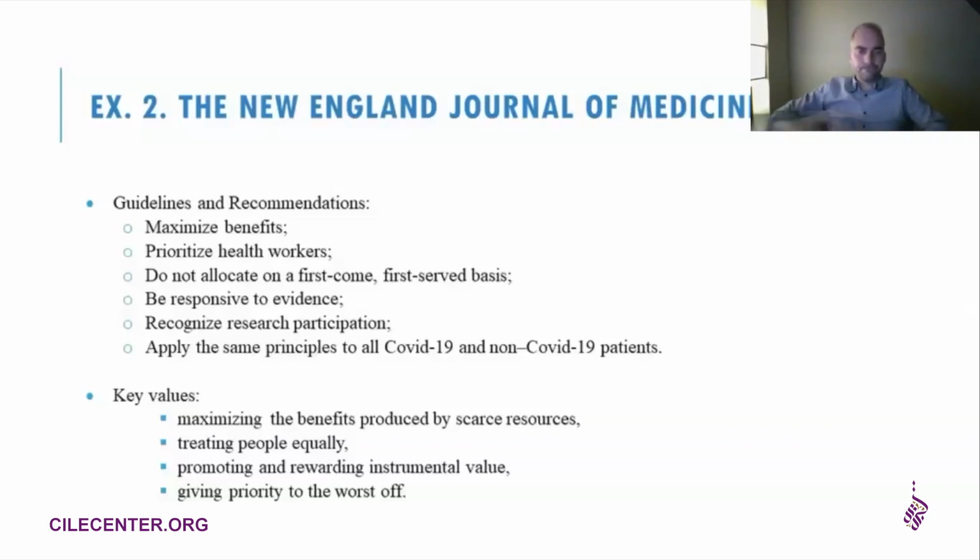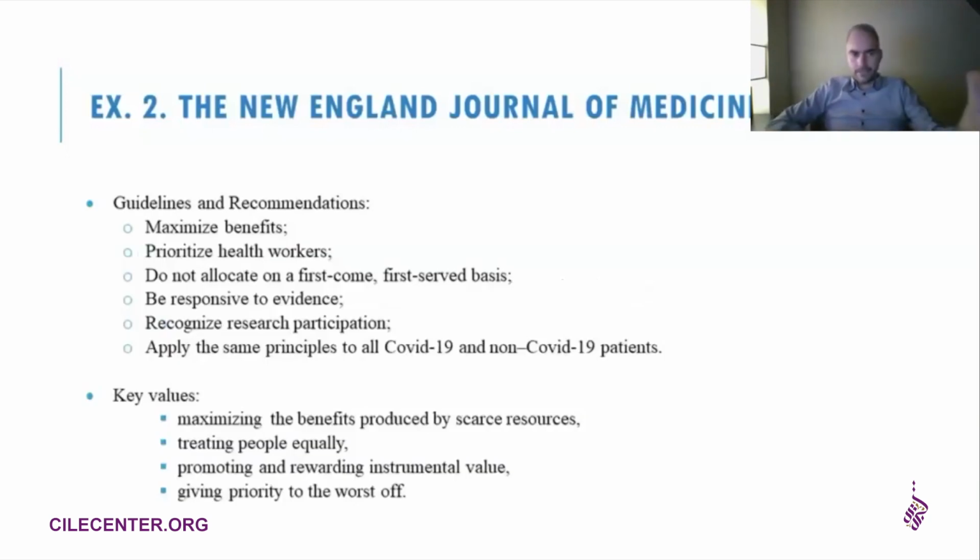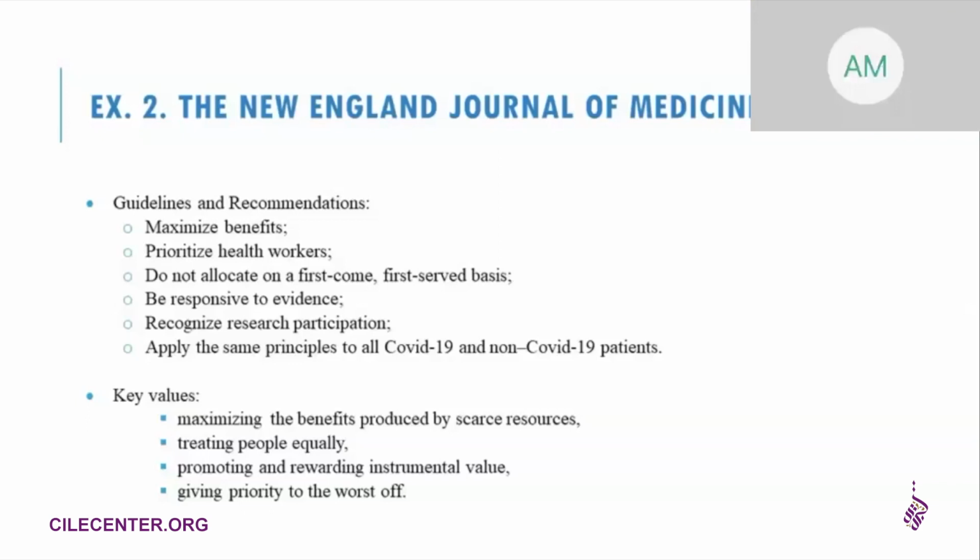So now the question is, do you find this framework convincing or more concrete than the previous one? Or what do you think? So now we have 6 recommendations and 4 values. I wish you could please elaborate more on what it means to recognize research participation and apply the same principles to all COVID-19 and non-COVID-19 patients.